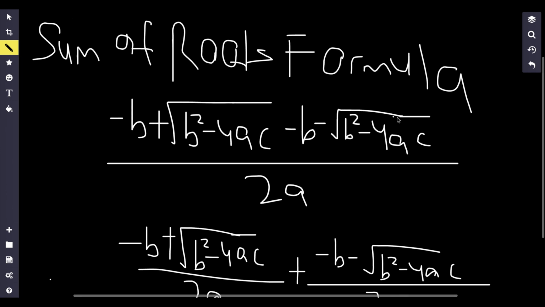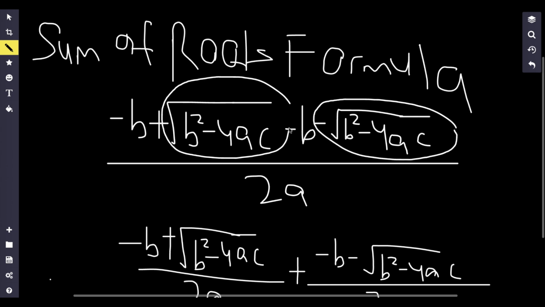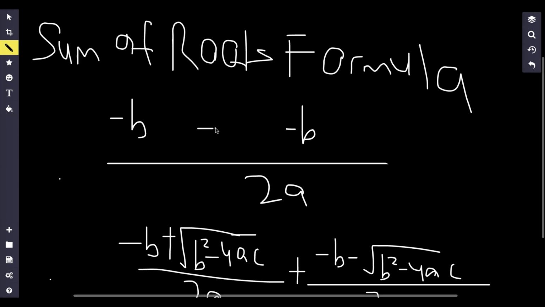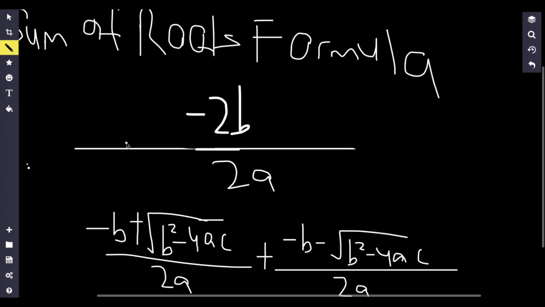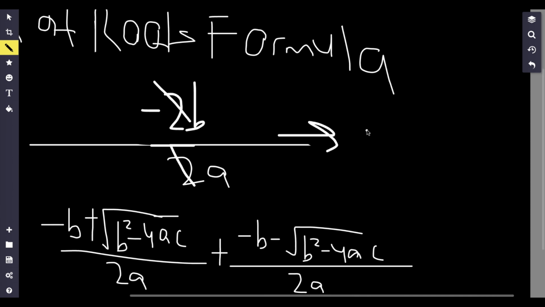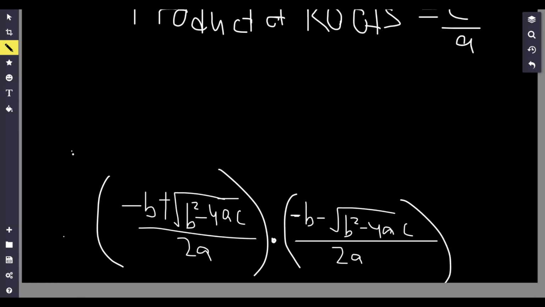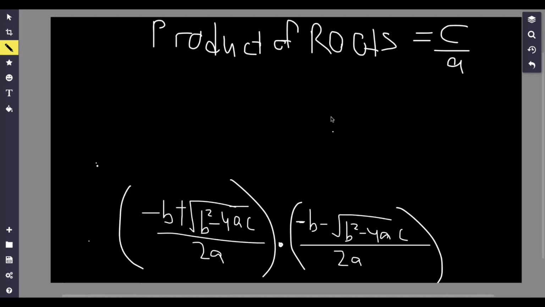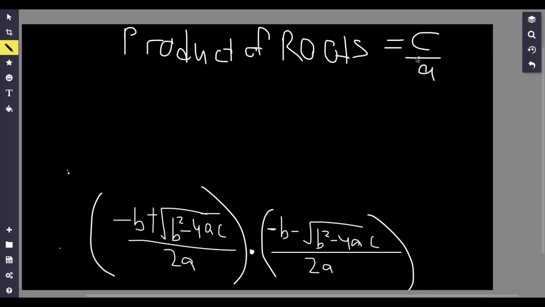You'll notice how we have a negative square root of b squared minus 4ac and a positive square root of b squared minus 4ac. So both of these cancel each other out, and we're just left with negative b plus negative b, which is just negative 2b. And now we can simplify this. We have negative 2b over 2a. This 2 cancels out with this 2, so we're just left with negative b over a as the sum of our roots.